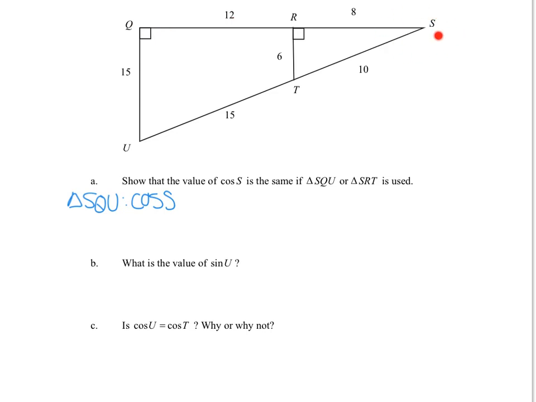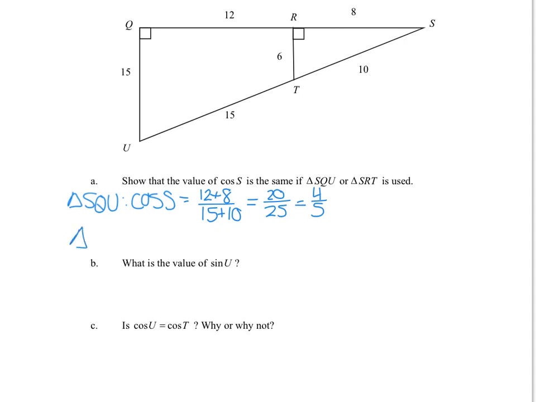So cosine means adjacent over hypotenuse. So we're going to have to add up the two lengths on this side and the two lengths on the hypotenuse. So the cosine of S is going to be 12 plus 8 over 15 plus 10. 12 plus 8 is 20. 15 plus 10 is 25. And this simplifies to 4/5.